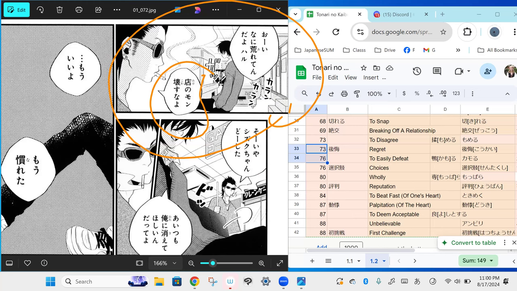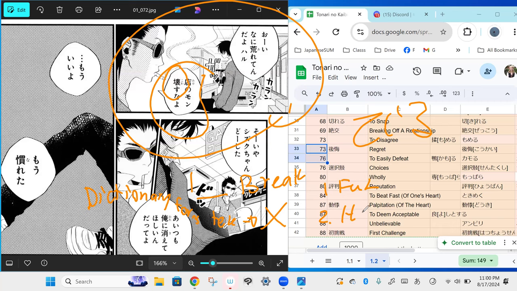It's like you broke the shop door. Good guess. What does "kowasu" mean? To break something. Good guess. What tense is dictionary form? Do you know? Like present. It's not present. Present tense is teiru. Dictionary form is either going to be future tense or habitual tense.